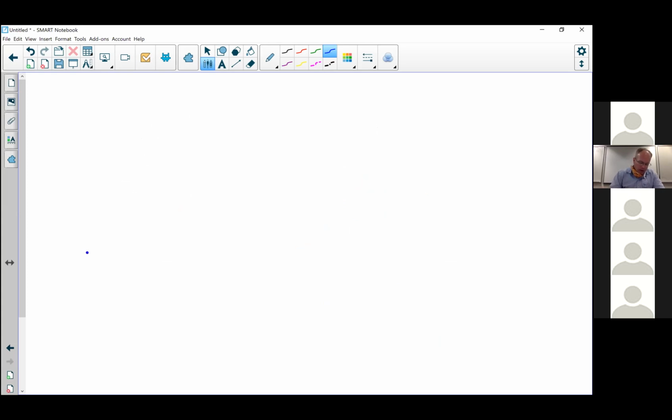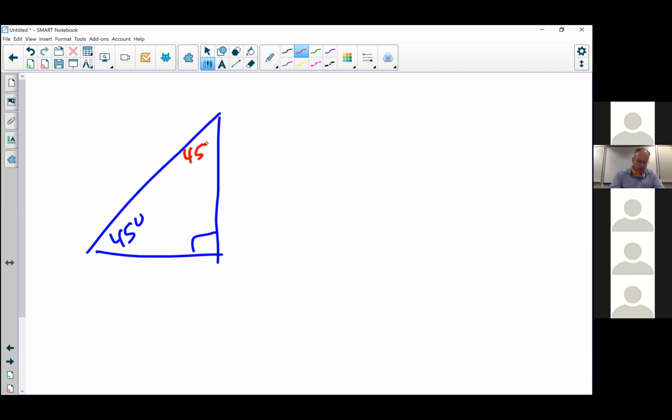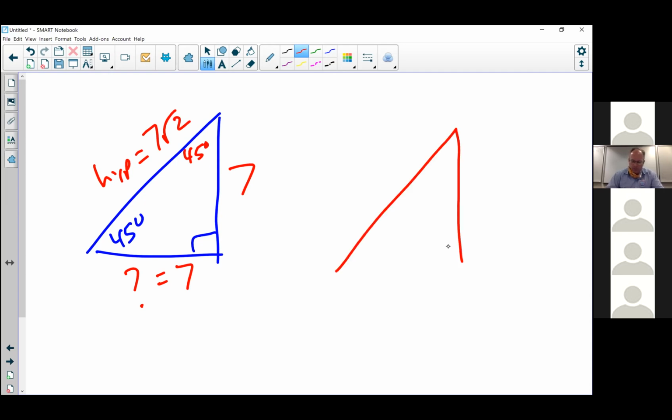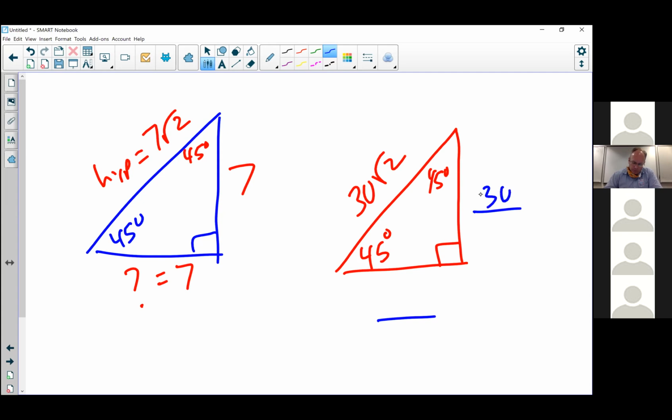Okay. What about our 45-45-90? So if that's 45, you know that's 45. What if this is 7? What does this side got to be? 7. What does this side have to be? 7√2. Very good. What if I gave you this being 30√2? These sides are both the same, so what do they have to be? 30. Yeah, just 30. Okay. Are there any questions about those? Feel okay? Can I move on?